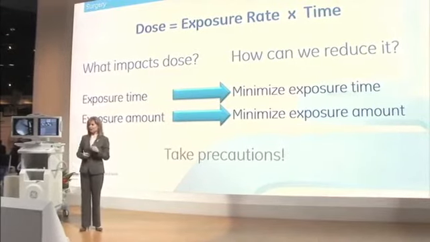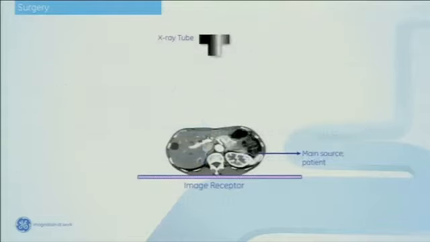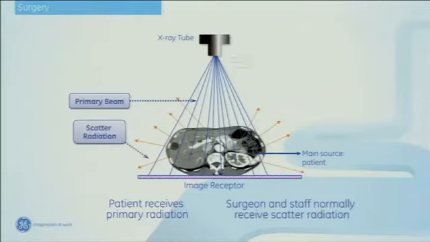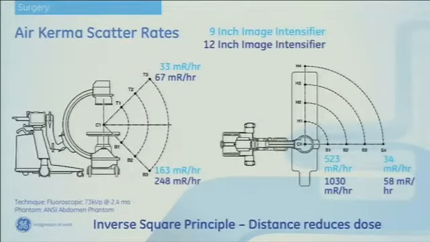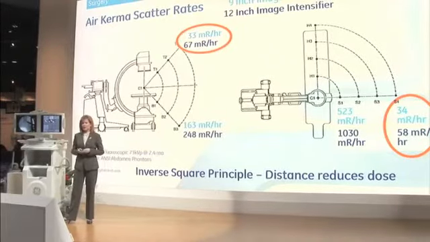Although the patient carries the focus of our attention in healthcare and receives the primary beam of radiation from a surgical C-arm, we can't afford to forget the effect of scatter radiation on surgeons and staff in the room during surgical and interventional procedures. As you can see from these scatter diagrams for both 9 and 12-inch OEC 9900s, the inverse square principle is dramatically in evidence, making distance still one of the best safeguards in reducing your dose. Even one step back from the surgical and imaging field can have a profound effect.